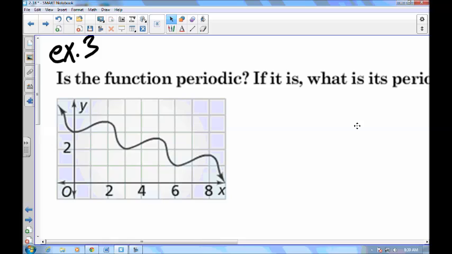Okay, example 3. The question is this function periodic? If it is, what is the period? Okay, when you copy a graph, please see and find some key points, and it makes it easier to copy. You can see every 3 at 0, 3, 6, and 9 is where we hit an intersection. Okay, doesn't have to be perfect, but get the general idea.